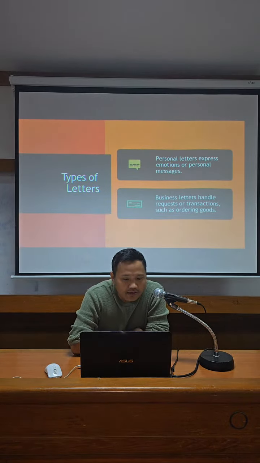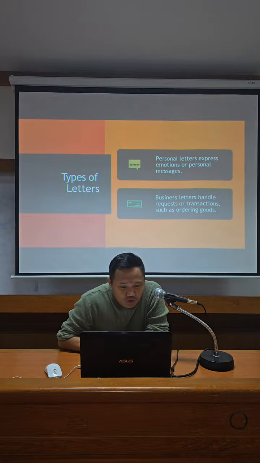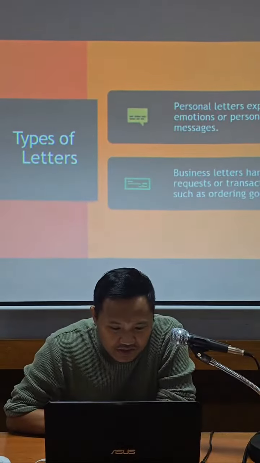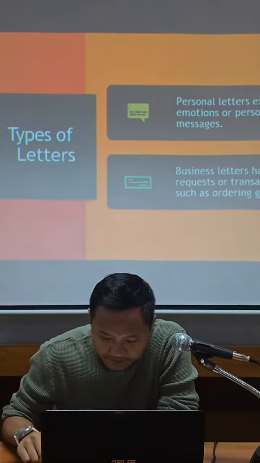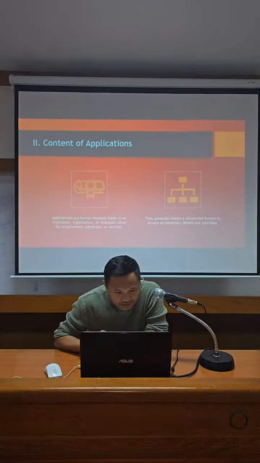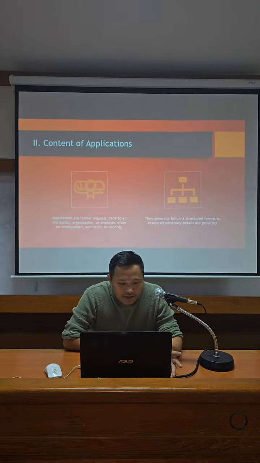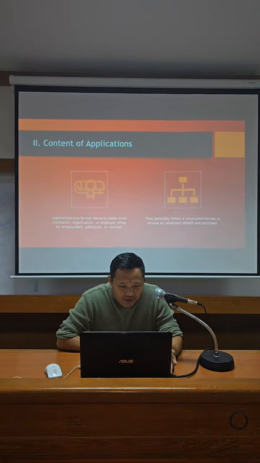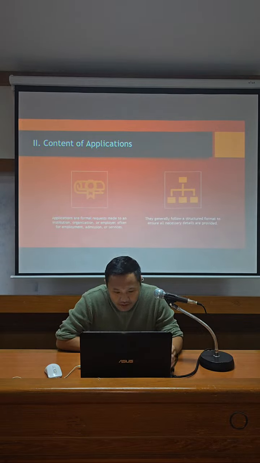Types of letters. The personal letter expresses emotion or personal messages. The business letter handles requests or transactions, such as ordering goods. The context of application. An application is a formal request made to an institution, organization, or employer, for employment, admission, or services. They generally follow a structured format to ensure all necessary details are provided.